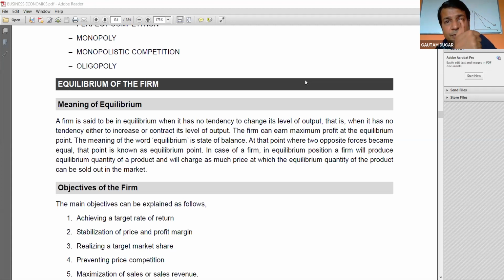First is MC equals MR, because the MC curve cuts the MR curve from below. Graphically speaking, they're equal. MC equals MR, first point. Second point is, at the point of intersection, the MC curve must be rising. We call it the first order condition and the second order condition. The first order condition is equality of MC and MR. The second order condition of equilibrium is MC must be rising at the point of intersection.